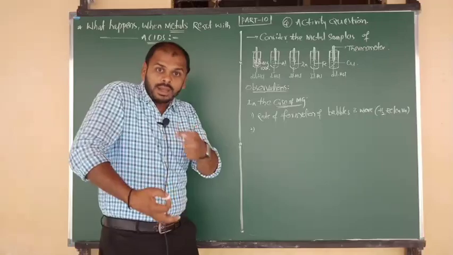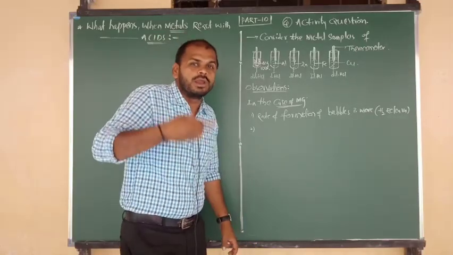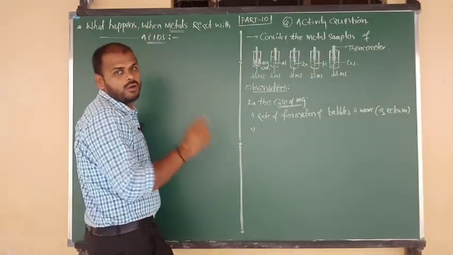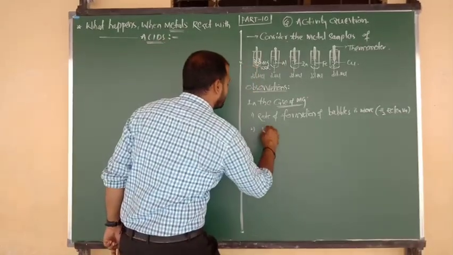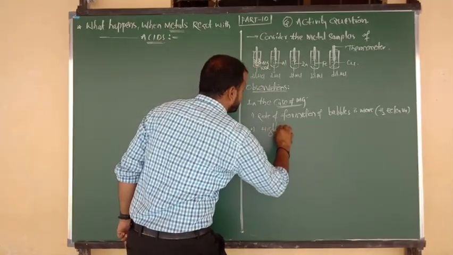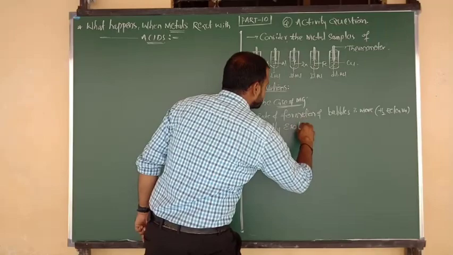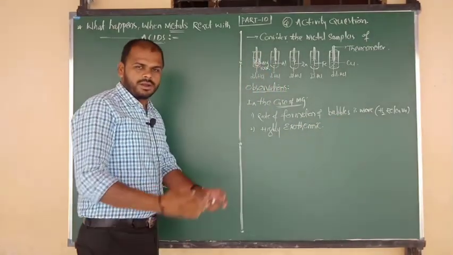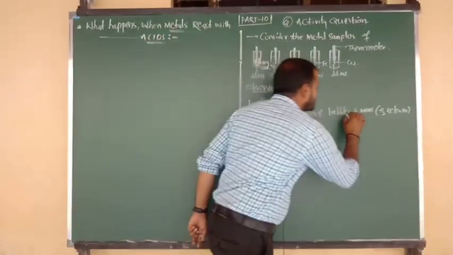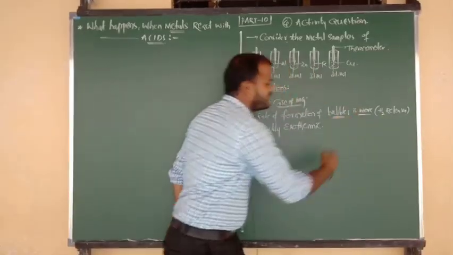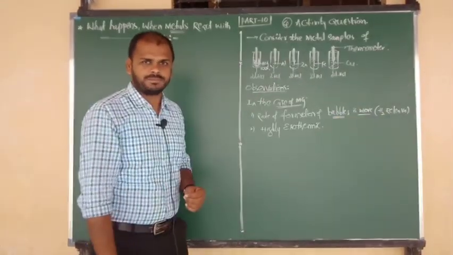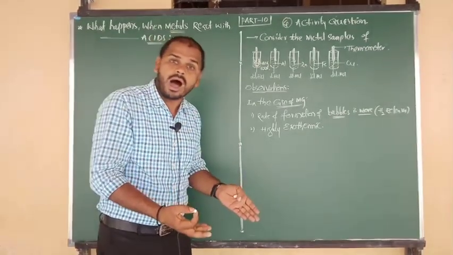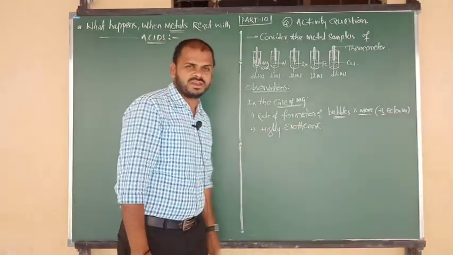It releases more amount of heat. Due to the release of more heat, this reaction is highly exothermic. Which type of reaction, beta? Highly exothermic reaction. The rate of reaction was so high because of the formation of more bubbles of H2 gas, nothing but more reactivity. More heat is evolved. That is nothing but a highly exothermic reaction.